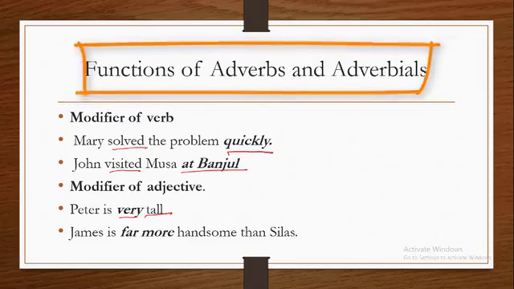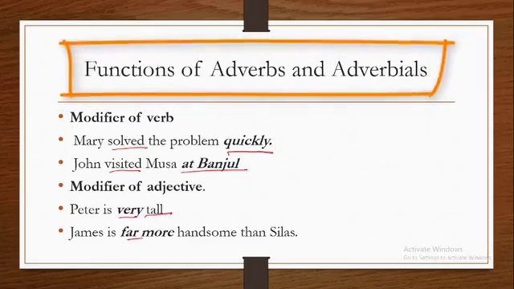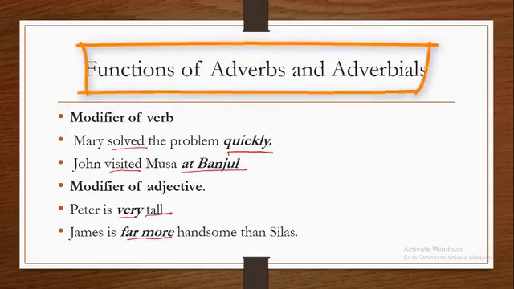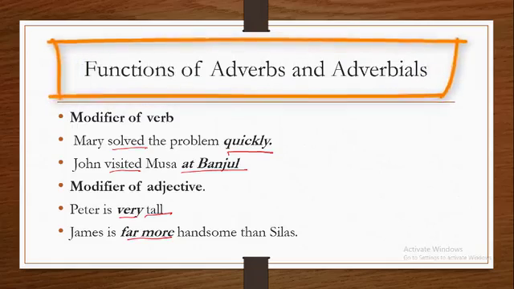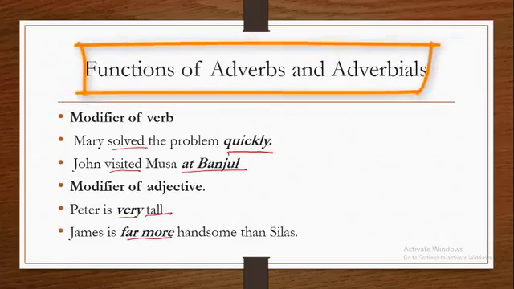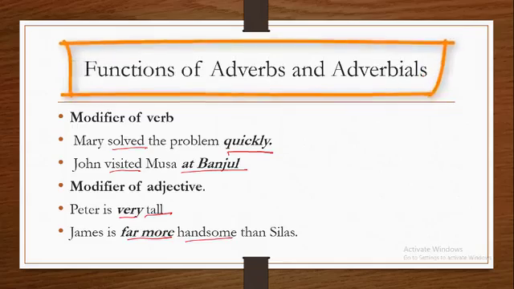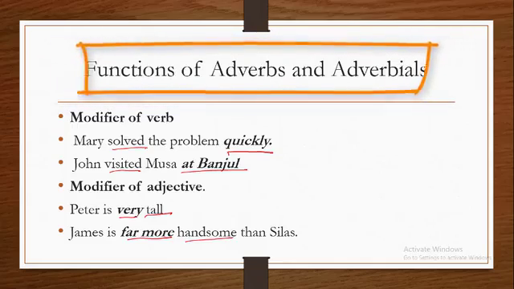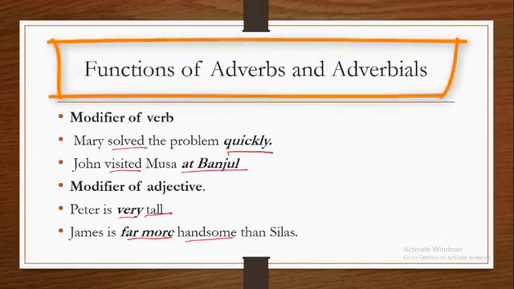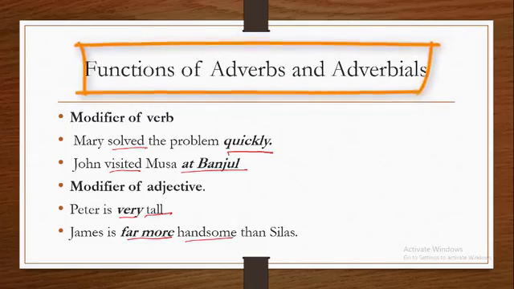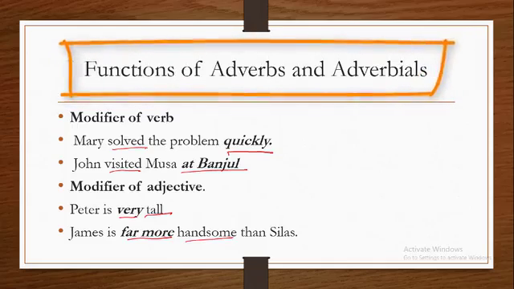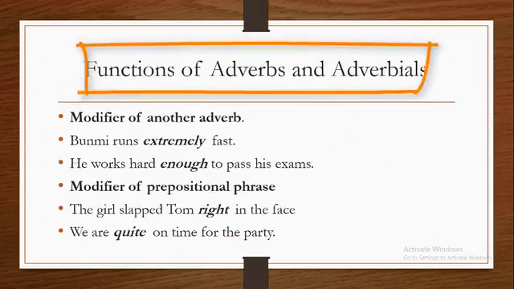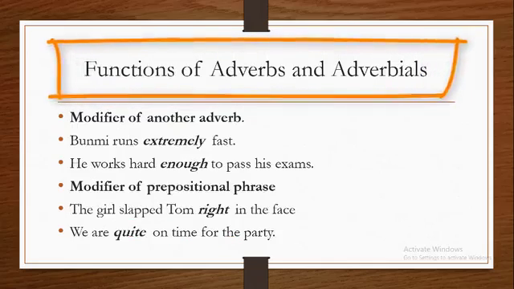Then we have James is far more handsome than Silas. Now it's showing us that we could say James is handsome, or James is more handsome than Silas. But if we now want to show the degree or the extent, we say James is far more handsome than Silas. Alright? Then we have them modifying other adverbs.